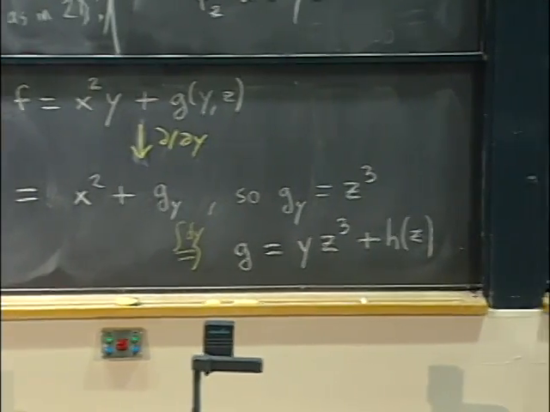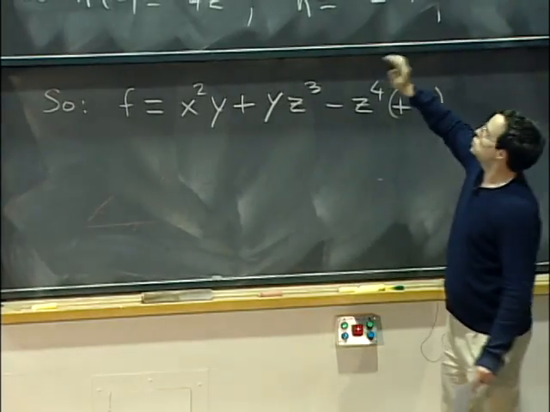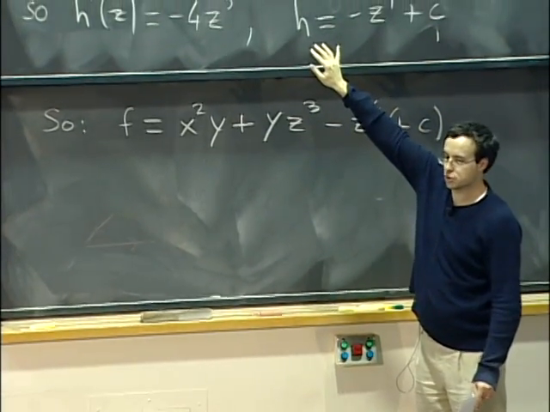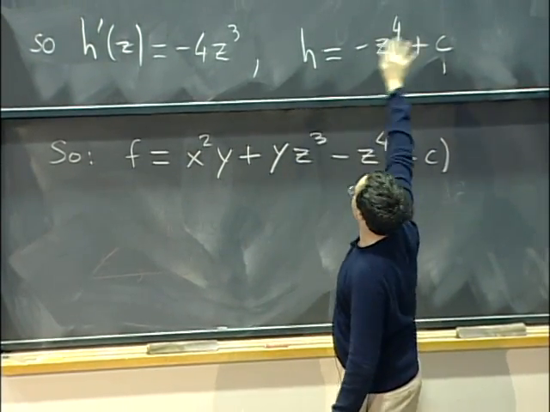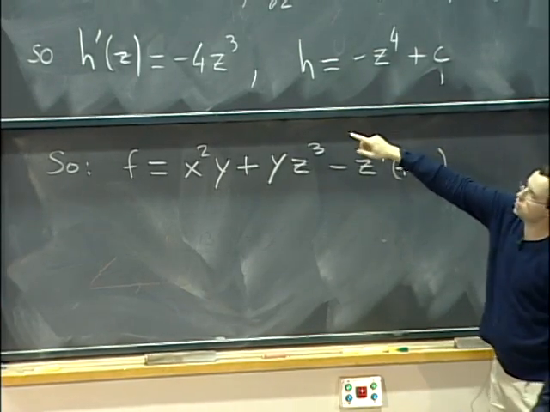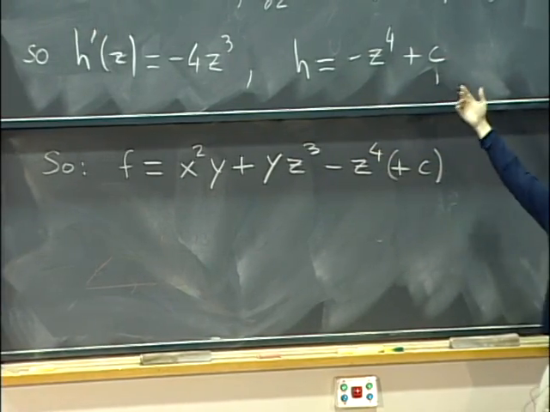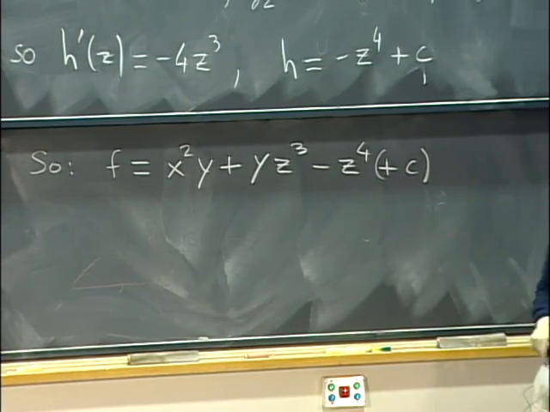And so now you have f up to a function of z only, and what you will do is look at the derivative with respect to z, the one you want coming from the vector field, and the one you have coming from this formula for f. Match them. That will tell you h prime. You will get h, and then you will get f. Okay, any questions?